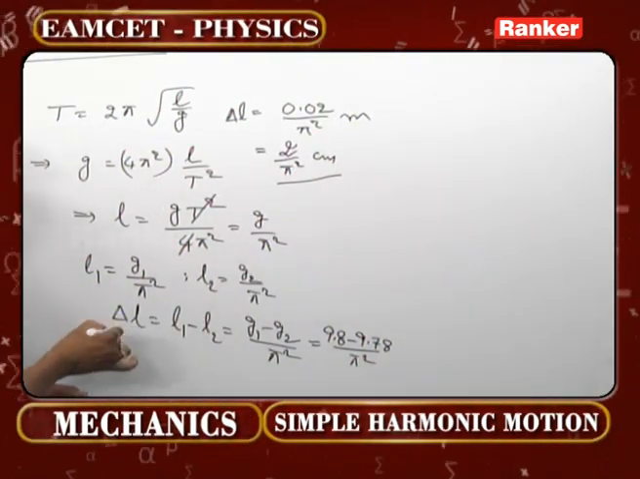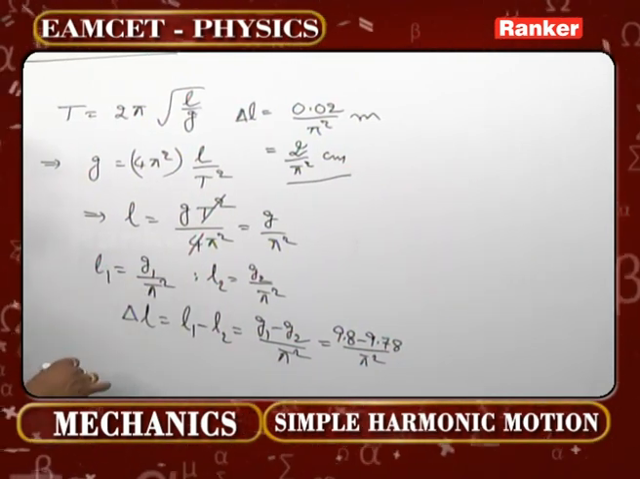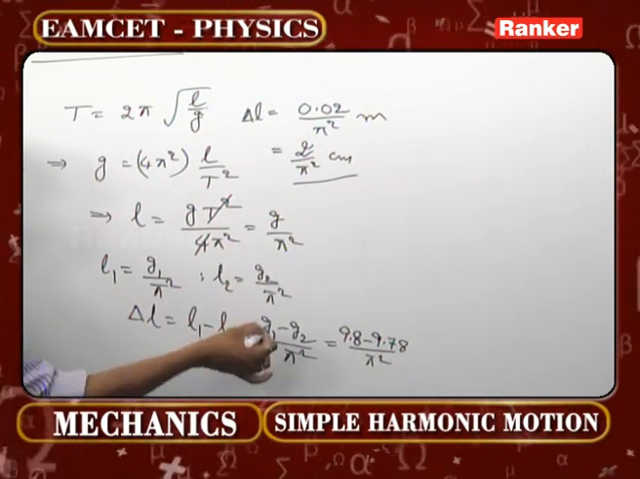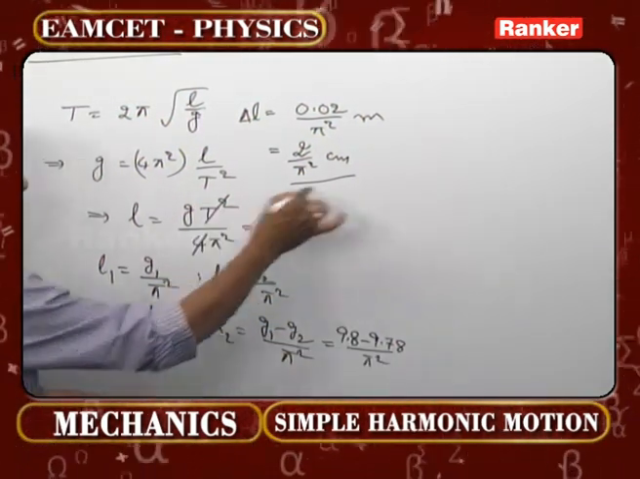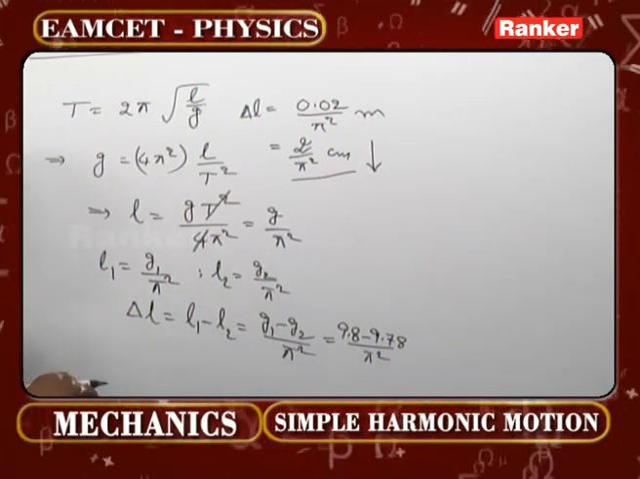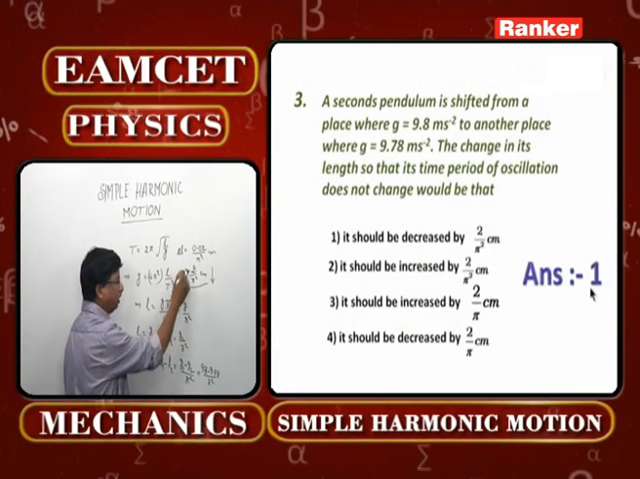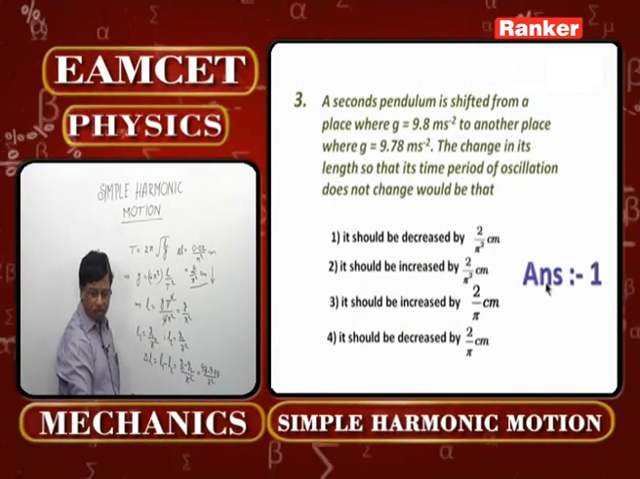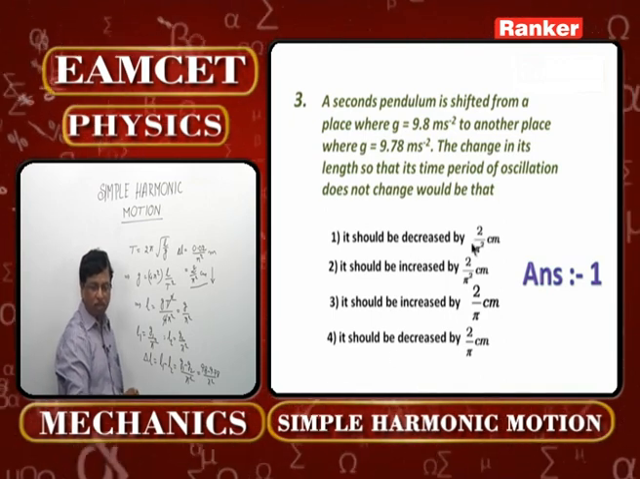But one thing should be understood here, L and g are directly proportional to each other. Therefore, since g value is decreasing from first place to second place, even this length also should be decreased. So see the options now. It should be decreased by 2 by pi square centimeter. That must be the very first option mentioned over there. That is the correct option for this question number 3.